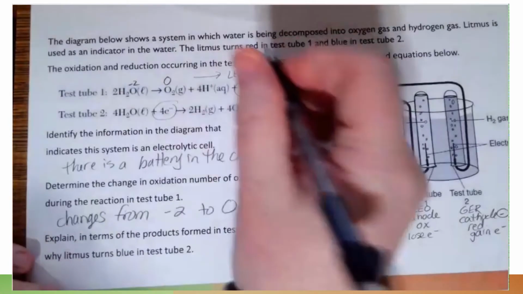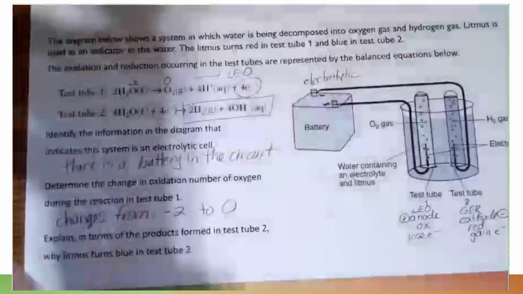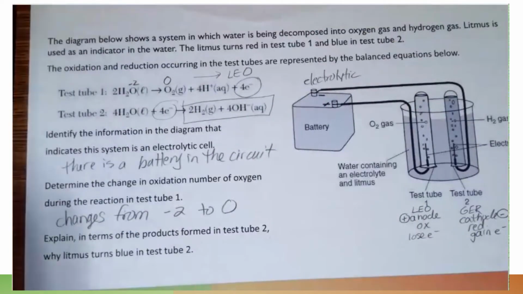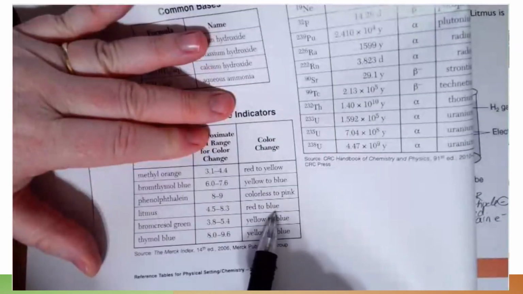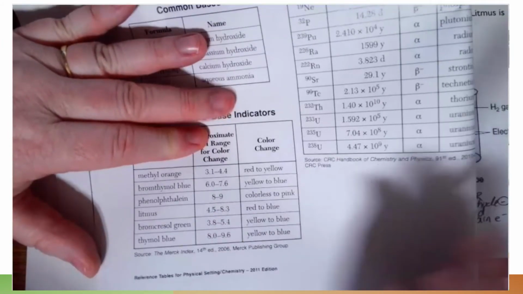Explain in terms of the products formed in test tube 2 why litmus turns blue in test tube 2. Okay, so let's look at our products right here. And then let's just open up to the reference table dealing with indicators. Right here. Okay. Litmus. When does litmus turn blue? When the pH is above 8.3. So that means it's a base.